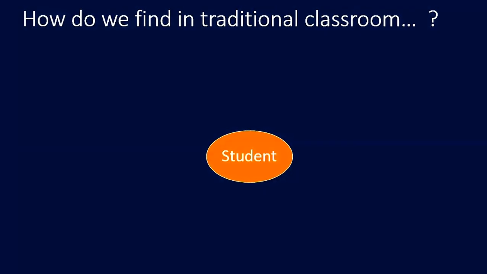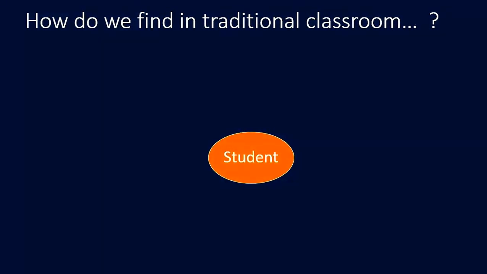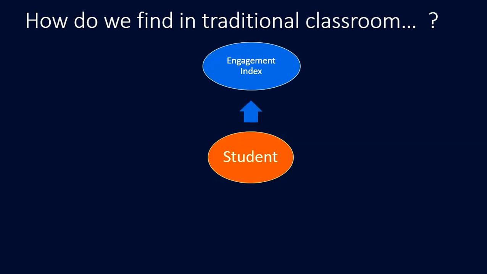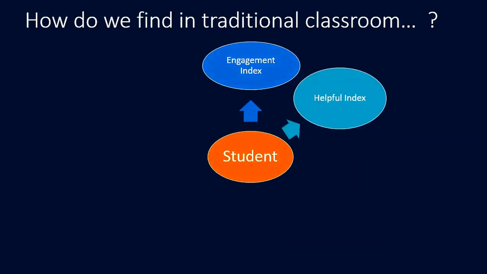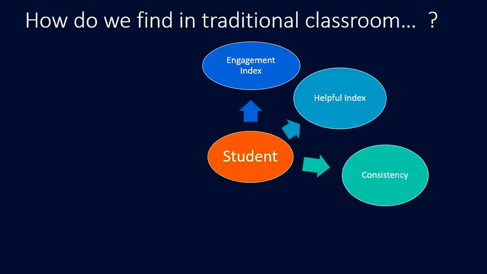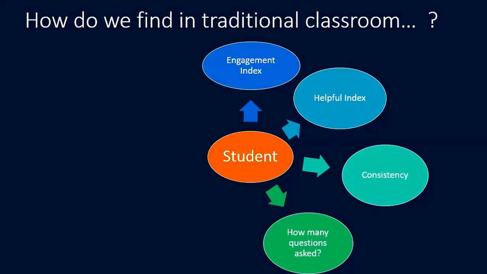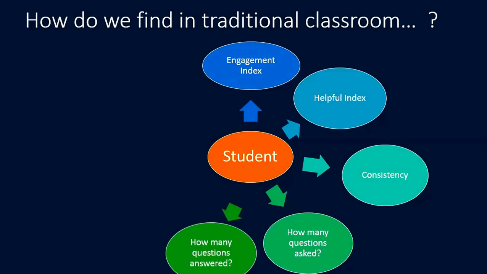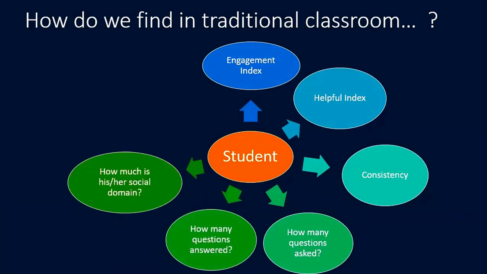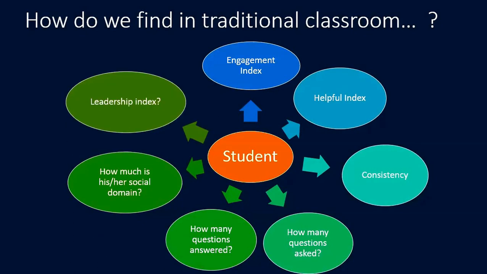Like student, if I can consider any student, what is his engagement index? What is his helpful index? What is his consistency? What is the number of questions he asked? How many questions he answered? How much is his social domain? And how much is his leadership index? So how do we find these things in the traditional classroom?